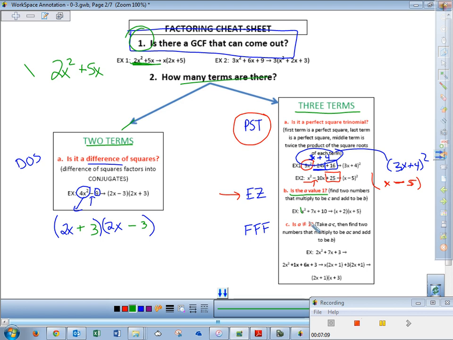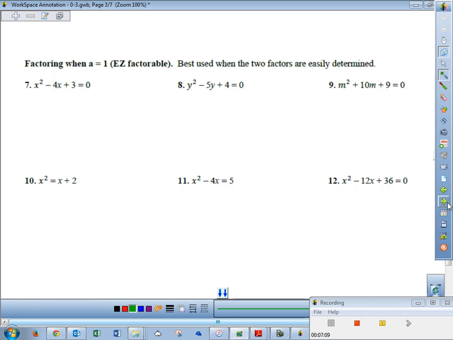If the a value is 1, you find two numbers that multiply together to be c and add together to be b, right here. See that? Two numbers that multiply together to be 10, add together to be 7, that's 2 and 5. And we'll come back to frowny face factoring because you're all bored to death right now. Because they ask us right here to do all of these as easily factorable. All of these are easily factorable.